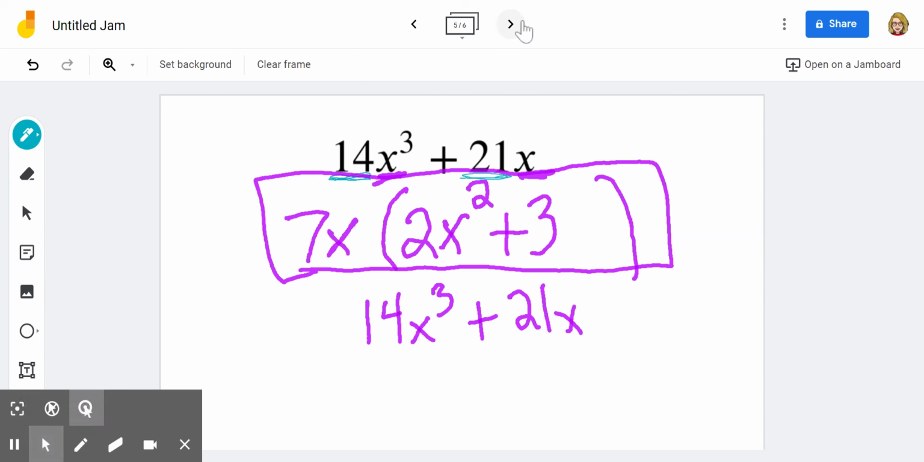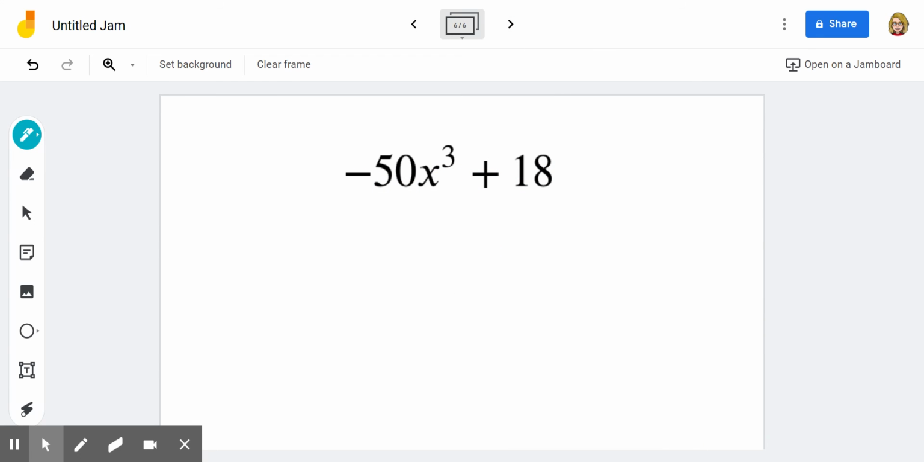Okay, let's move on to the next example. So on this one, what is the largest number that goes into 50 and 18? I believe that the largest number that goes into 50 and 18 is 2. And that's the only number I can take out. So what times 2 gives me negative 50? That's negative 25x cubed.